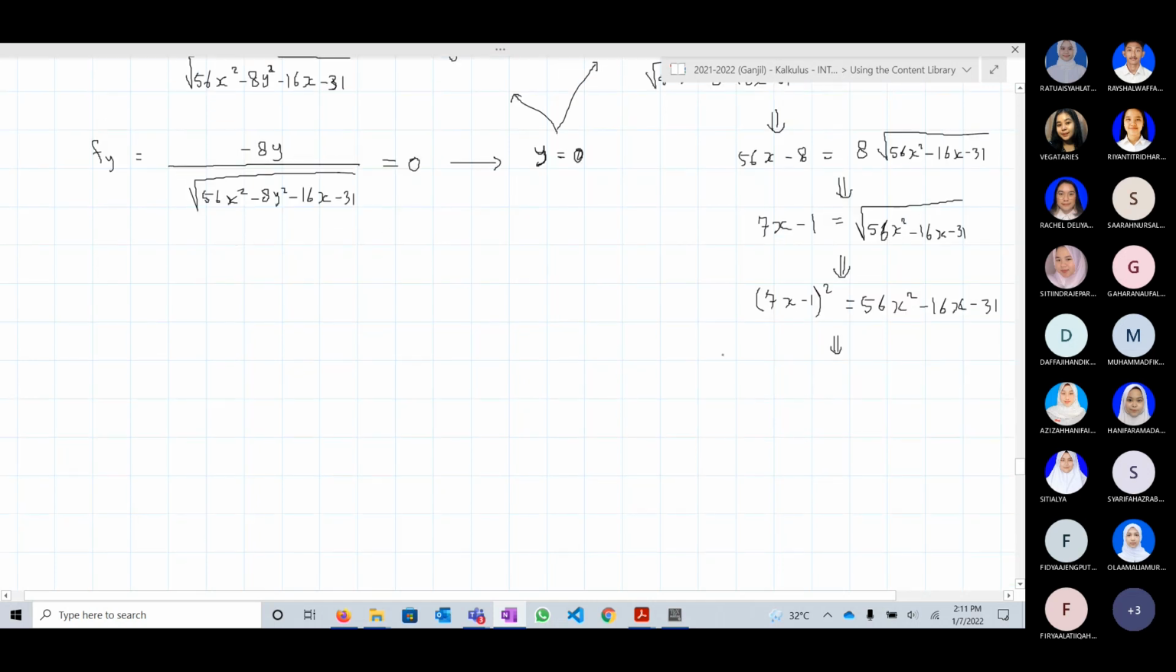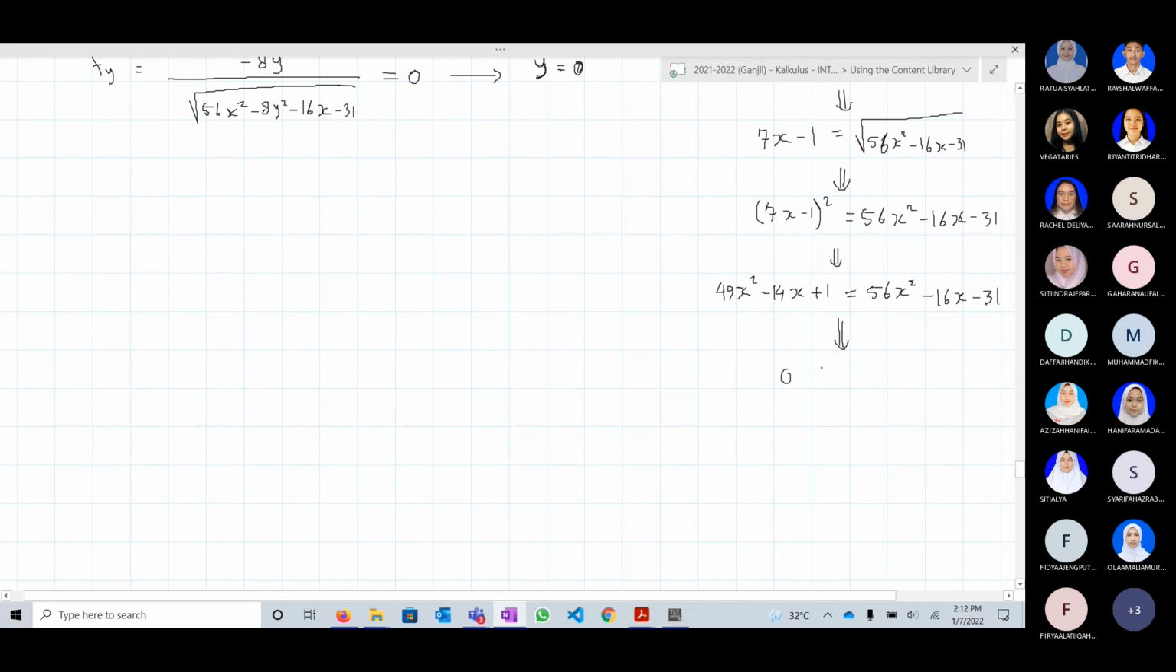which means that we have 49x squared minus 14x plus 1, which is equal to 56x squared minus 16x minus 31. Then if we move everything to the right hand side of the equation, we have 0 equals 56 minus 49, which is 7, so 7x squared minus 2x minus 32.